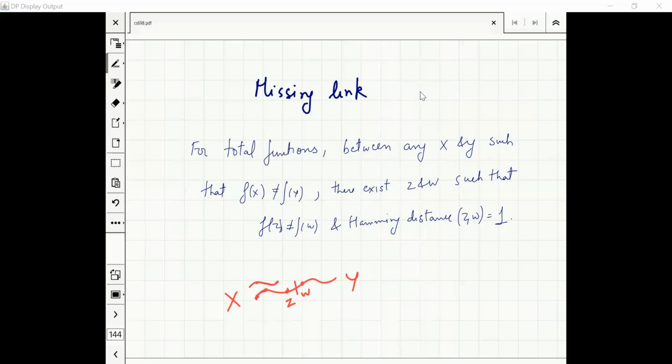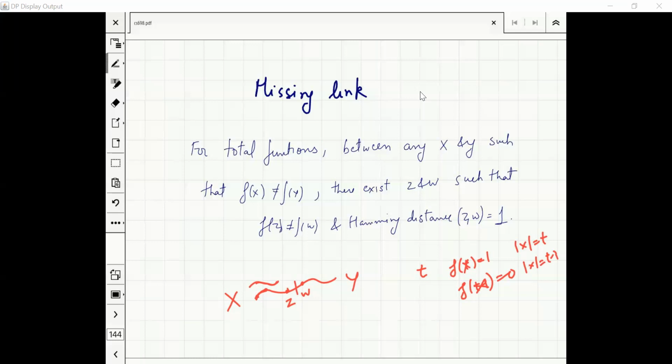This is the same thing which we used in the R_epsilon(f) proof. We said there exists a t such that f(x) is 1 for cardinality of x equal to t, but f(x) is 0 for cardinality of x equal to t minus 1. So there was something at Hamming distance 1 where the function value was different. And this need not be true for partial functions. And that's why many of the proofs break down.